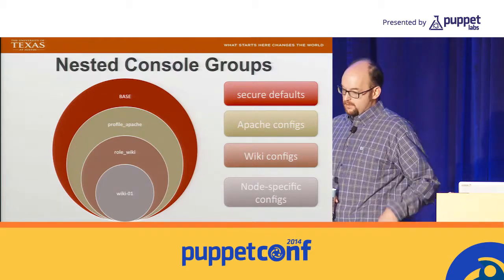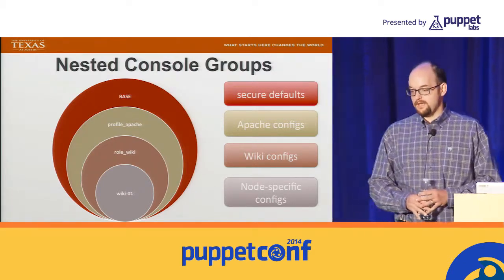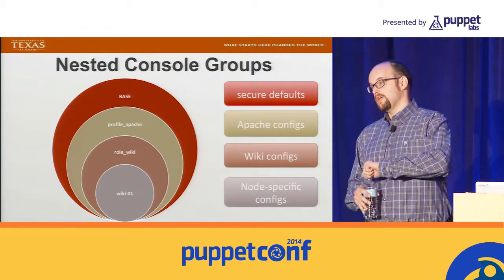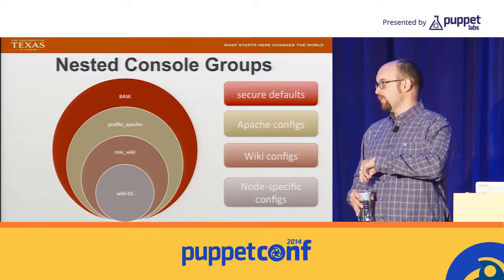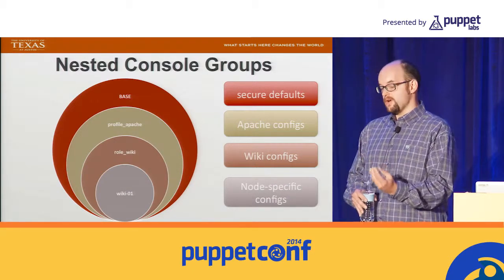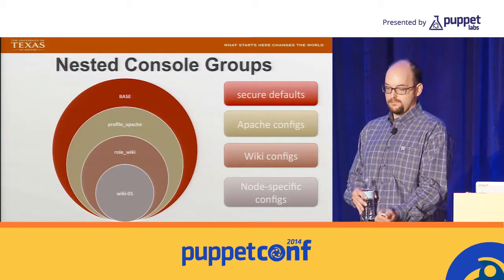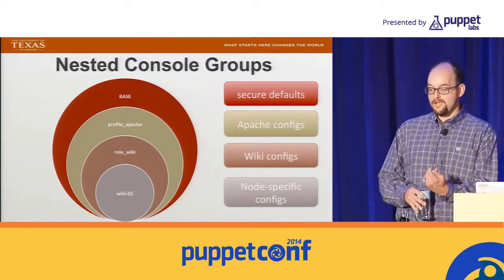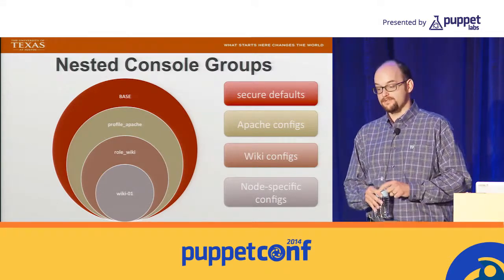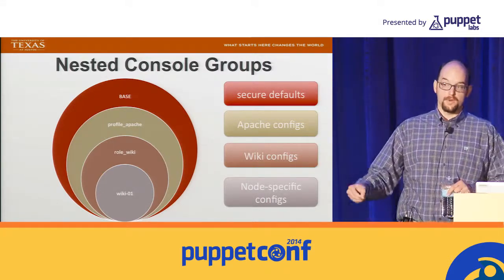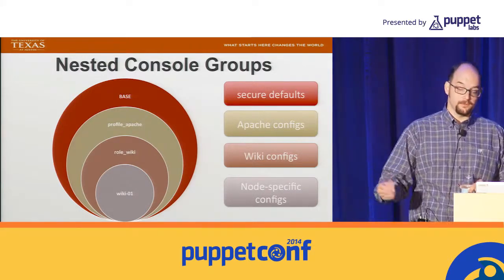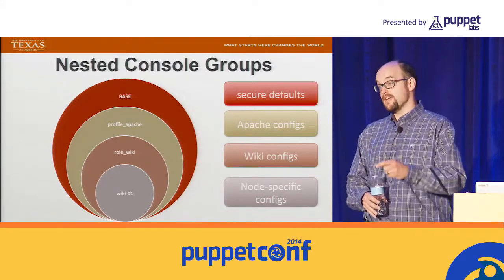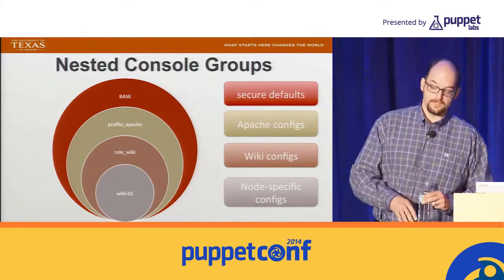And then within that, like the little doll, is another one called a role wiki. And those are only your wiki configs in the console. At the very center of that, I guess it kind of looks like a jawbreaker too, is the wiki 01 node. The wiki 01 node is directly a member of the role wiki, which is a member of Apache, which is a member of base. And so it gets a combination of all of those, since inheritance works down through the nesting, which is cool.